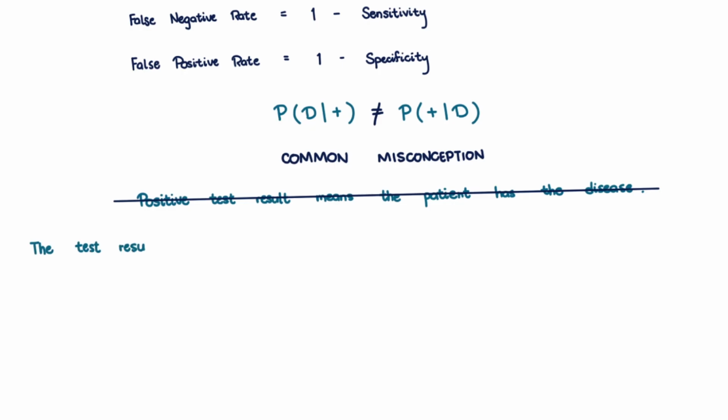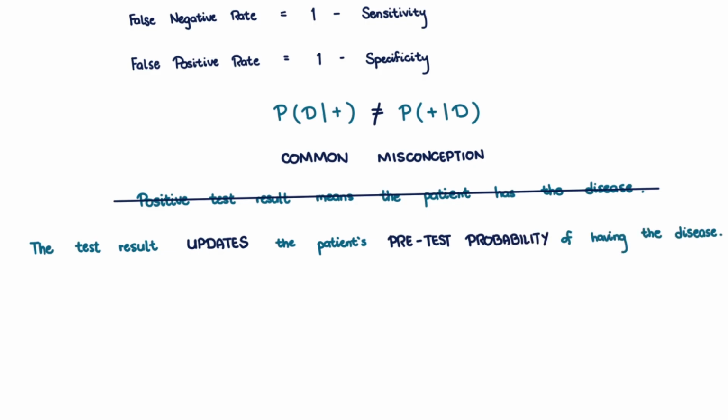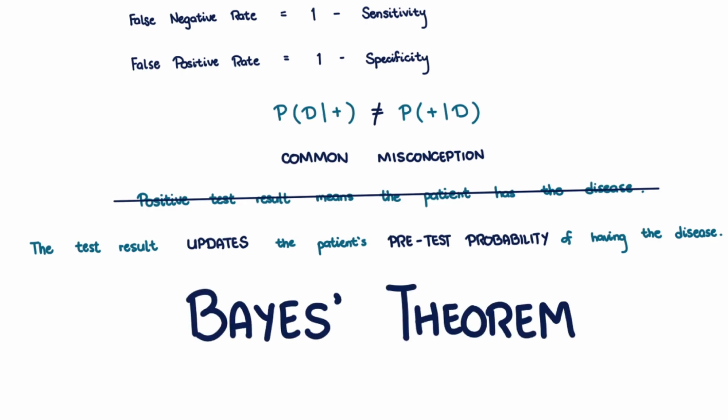What the test does is update the patient's pre-test probability of having the disease. What did I just say here? Let me tell you about Bayes' theorem. I'm excited, let's slow down.